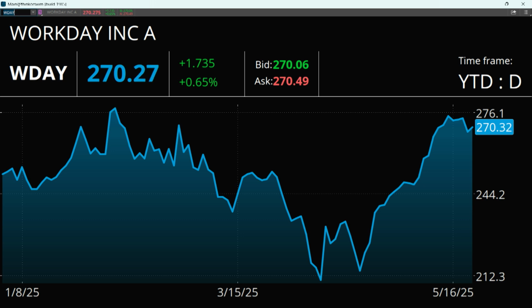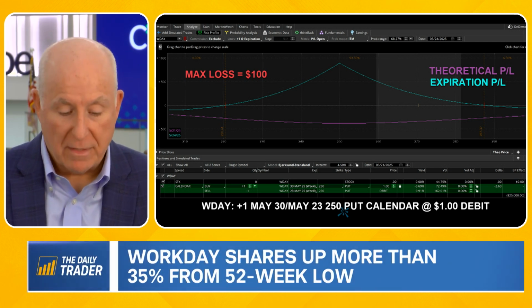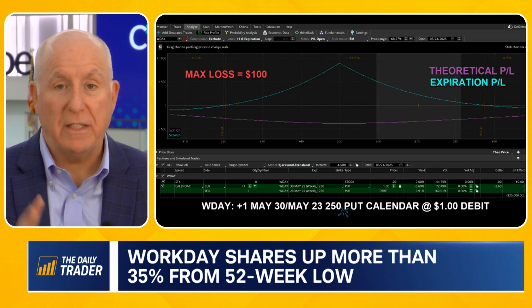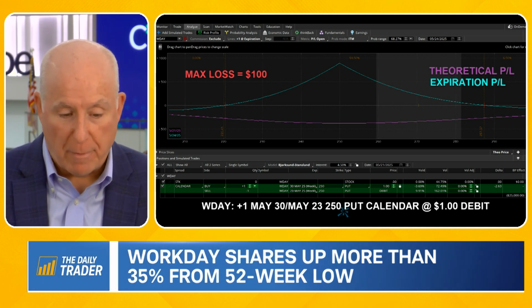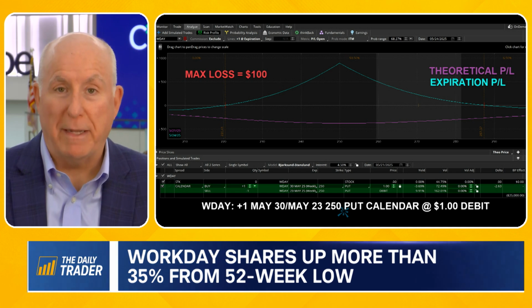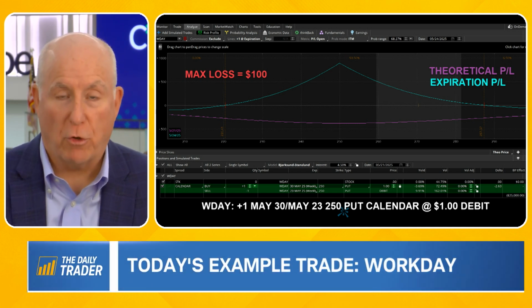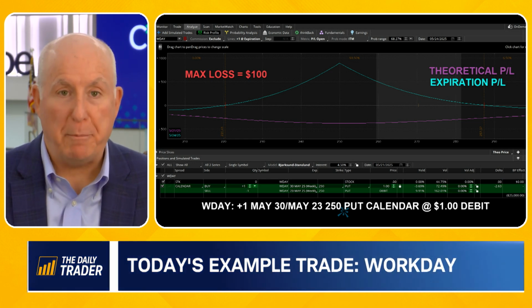So what we looked at there is a put calendar spread, so a bearish lean on the Workday spread, buying the May 30th, selling the May 23rd. The difference between the diagonal and the calendar spread is the same strike. In this case, we're looking at the expected move of about $20. Stock's trading about $270. We're going to the $250 strike. So the May 30th, May 23rd, $250 put calendar.